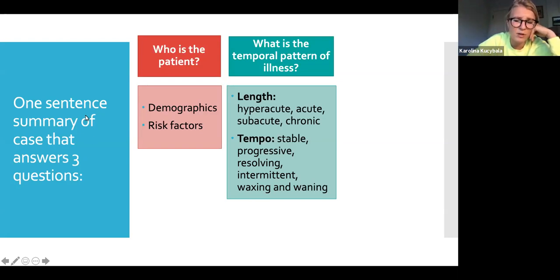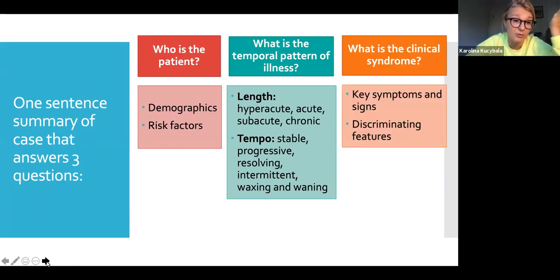We are using these specific words because, whether or not we know it, throughout medical school these words have been associated with certain illnesses in our minds. That's why we're being so specific about the words we're using. And then the last question, and the hardest part to answer, to be honest, is what is the clinical syndrome? From your patient presentation, you're picking out the key symptoms and signs, lab values, imaging, and whatever else you really need to explain in order to understand what's happening to the patient.